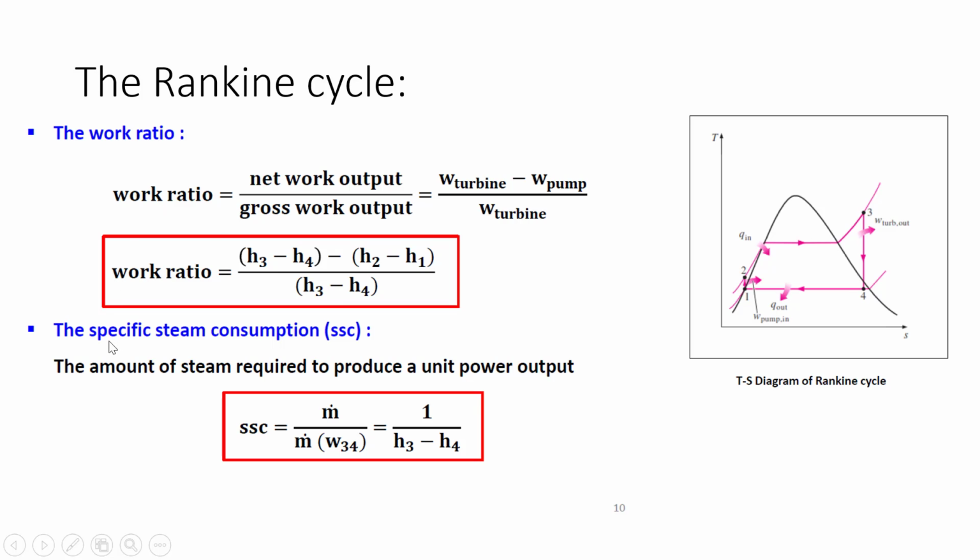And the last one we're looking at is specific steam consumption, SSC. SSC equals m dot over m dot times work 3-4, so the turbine work, work 3-4. It is the amount of steam required to produce the unit power output. Rearranging the equation, we get 1 over H3 minus H4. Why does it become 1? Because the m dot cancels out.